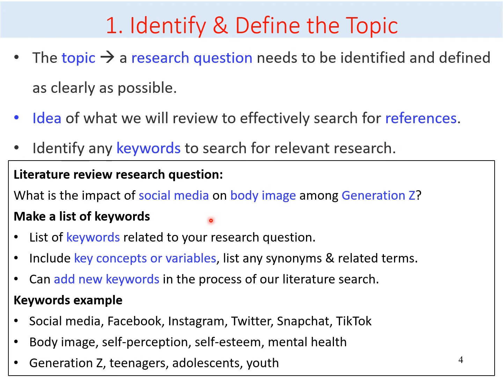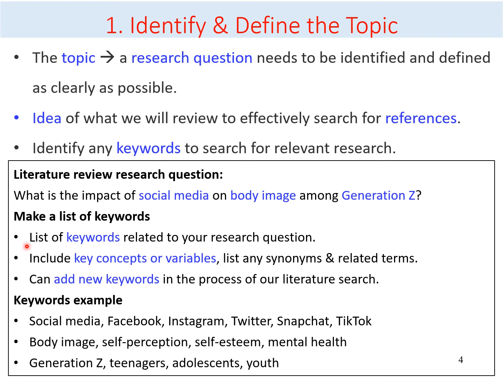Let's look at one example. Literature review research question: What is the impact of social media on body image among Generation Z? As you see from this research question, there are 3 key terms, 3 keywords: social media, body image, and Generation Z. So make a list of keywords.